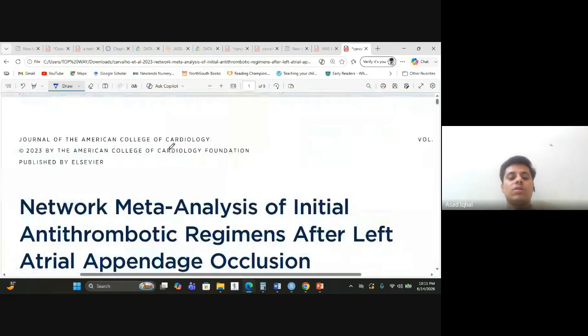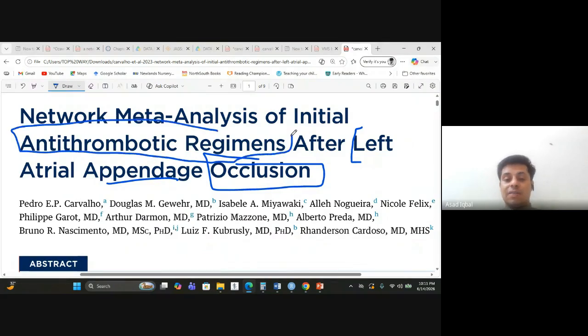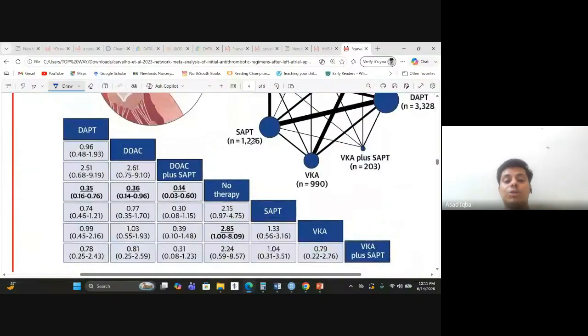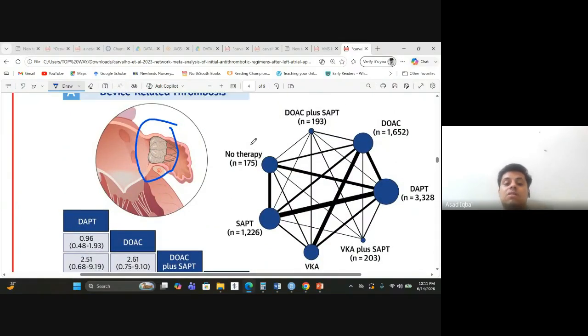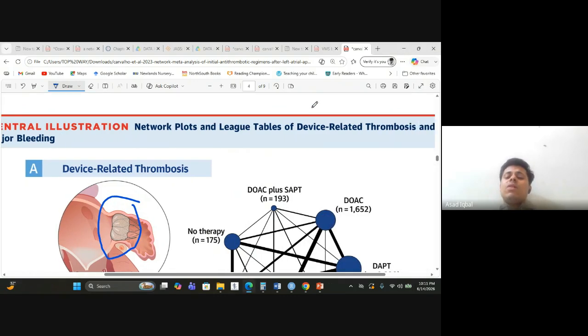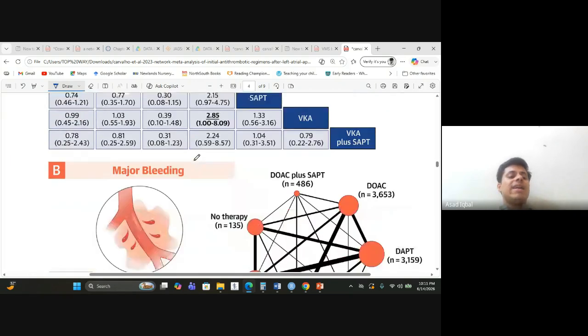Now this meta-analysis is about saying that when we occlude that appendage, after that we need to have some antithrombotic therapies, different kinds of antithrombotic treatments, and we want to know which treatment will be a good option to avoid device-related thrombosis and also major bleeding. And a lot of other outcomes.